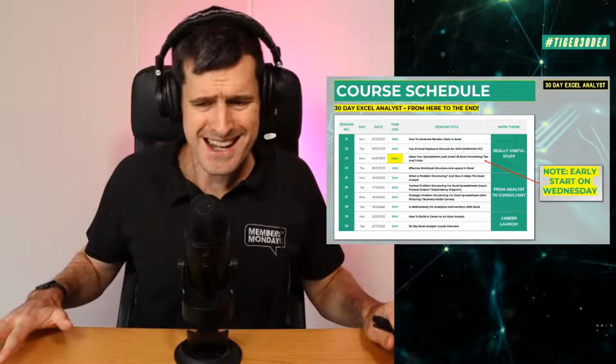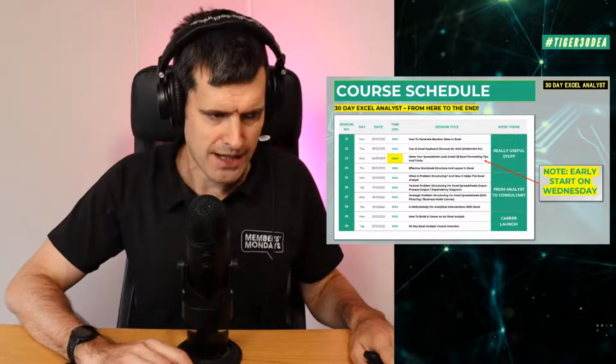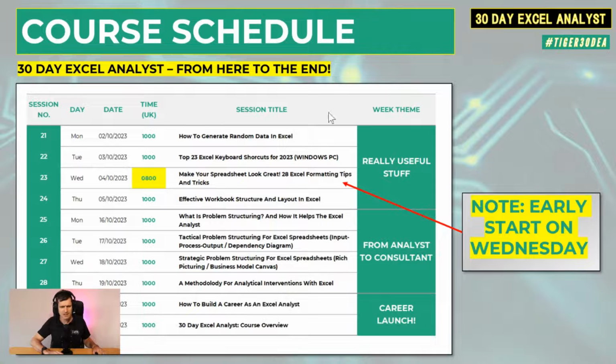So from here to the end of the program, what's it going to look like? Well, I've got our schedule here. And you can go ahead and download these slides, by the way, as always, if you can't view them very easily. And you can see today we're covering how to generate random data in Excel.